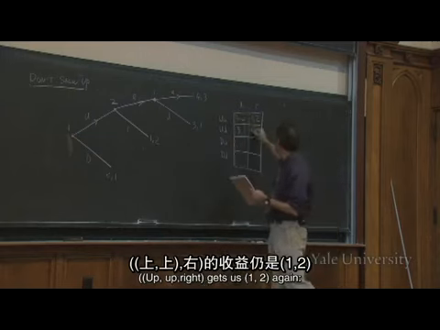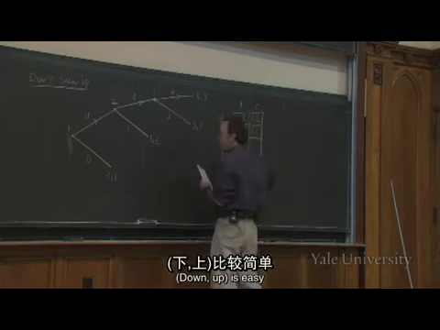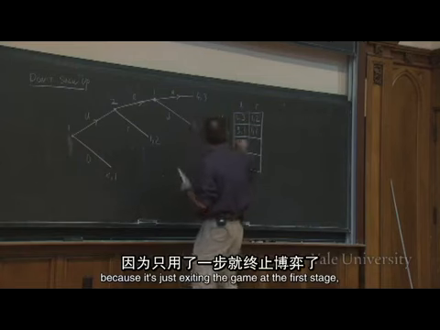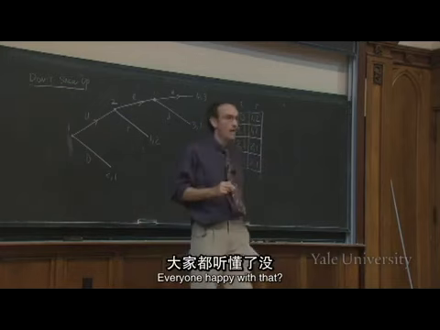Up, up, right gets us 1-2 again. We end up exiting the game here. Down, up is easy because it's just exiting the game at the first stage. So all of these are going to be just 2-1. Okay, we're happy with that?